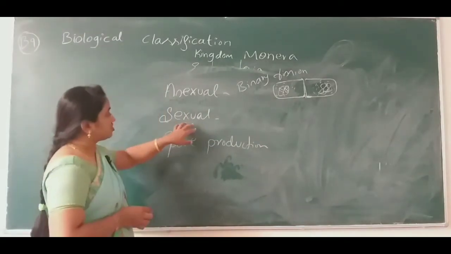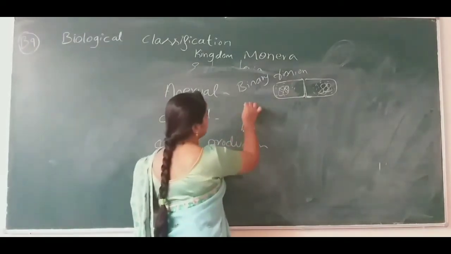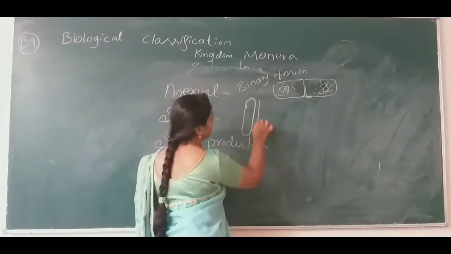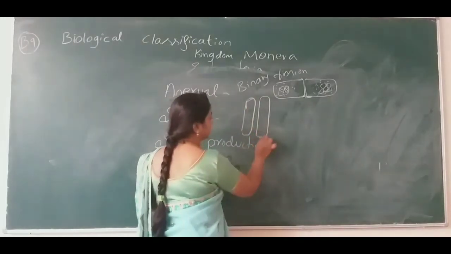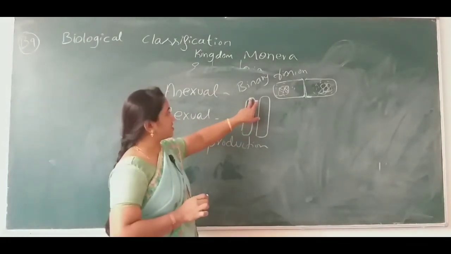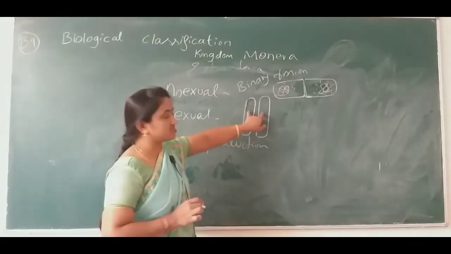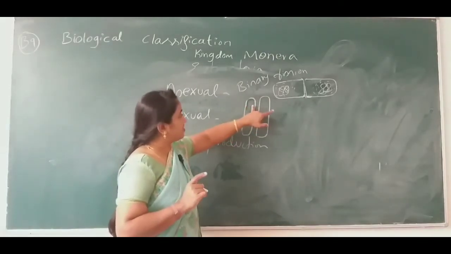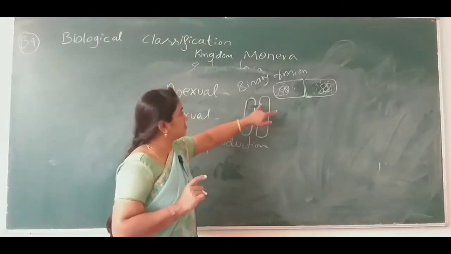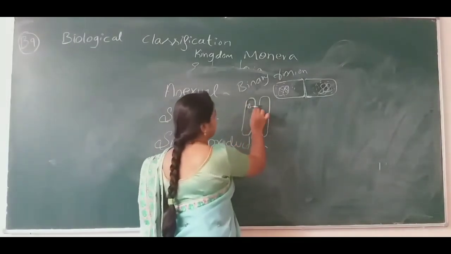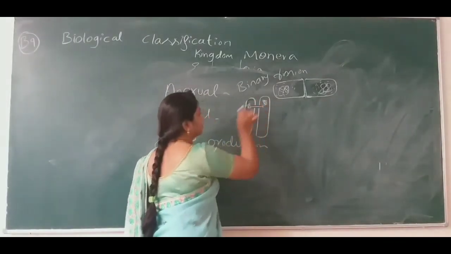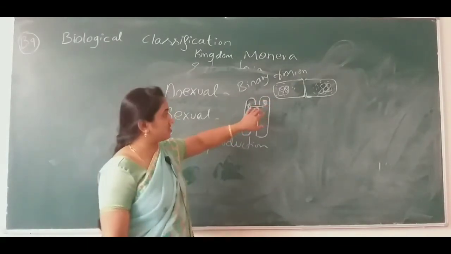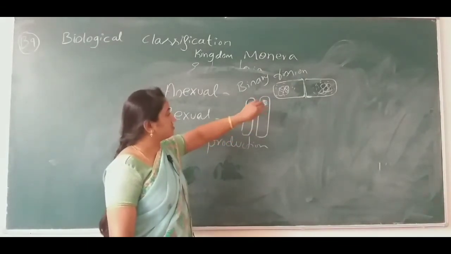Okay, now sexual reproduction. Sometimes one bacterium and one more bacterium will be there. This is the type of sexual reproduction I am telling you. This bacterium will transfer its DNA to the surrounding DNA.